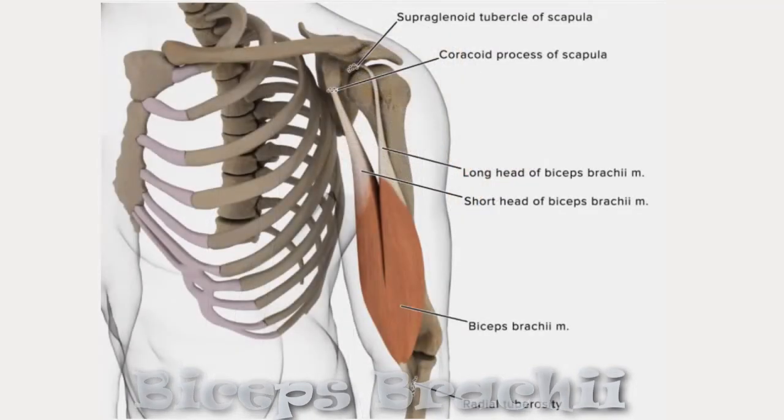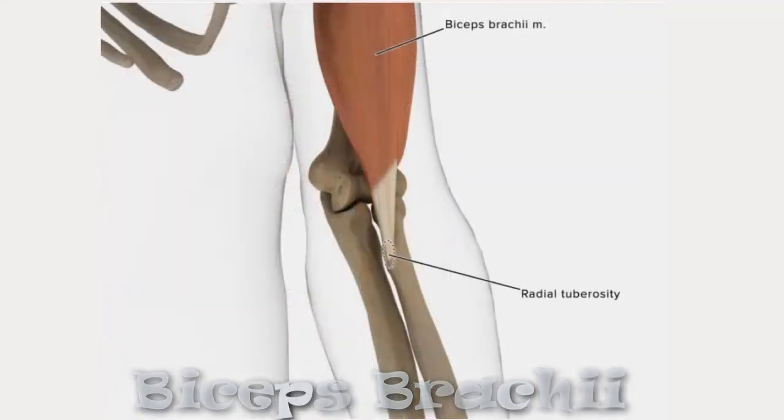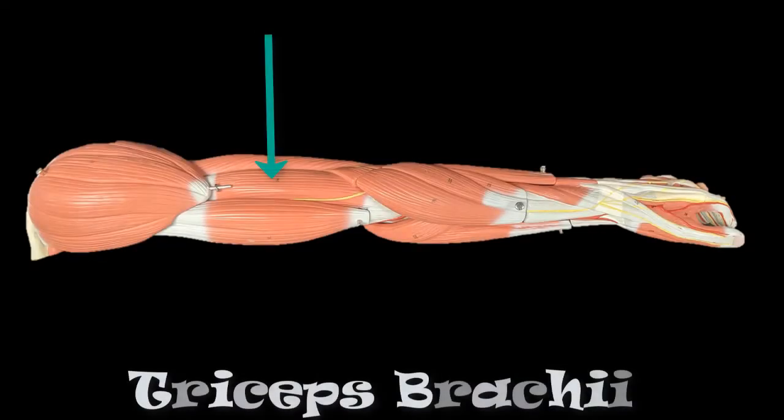The point of origin of the long head is the supraglenoid tubercle of the scapula. The short head originates at the coracoid process of the scapula. The insertion point for both the long and short head of the biceps brachii muscle is the radial tuberosity of the radius. Triceps brachii.